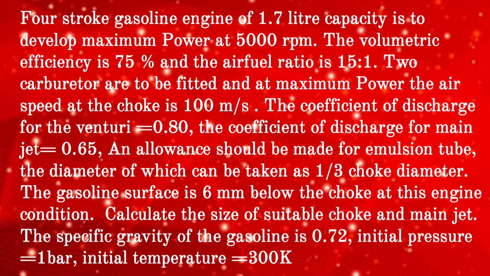Allowance should be made for emulsion tube, the diameter of which can be taken as 1/3 of choke diameter. The gasoline surface is 6 mm below the choke at this engine condition. Calculate the sizes of the suitable choke and main jet. The specific gravity of gasoline is 0.72. Initial pressure 1 bar and initial temperature 300 Kelvin.